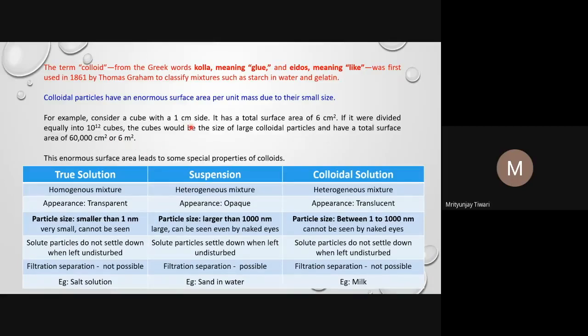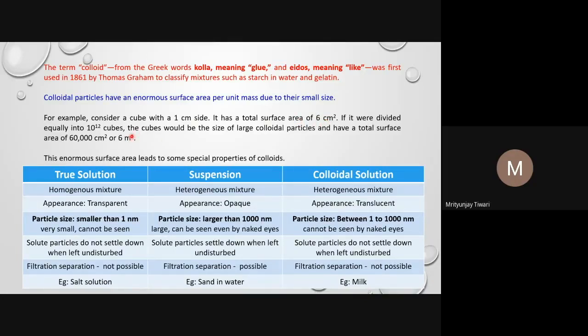So what we see is that when it was one larger cube, its total surface area was only 6 square centimeter. But when we divided it into 10 to the power 12 cubes, each with the dimension of large colloidal particles, which is why 10 to the power 12 is taken into consideration, the total surface area became equal to 6 square meter. So you can see the surface area has increased enormously.